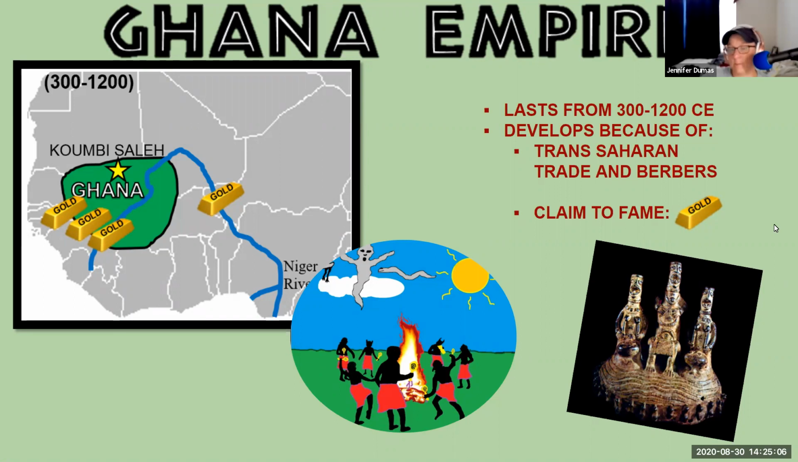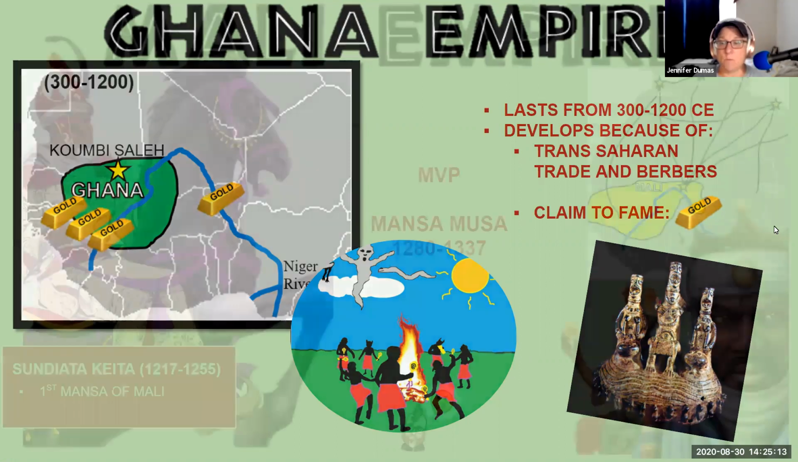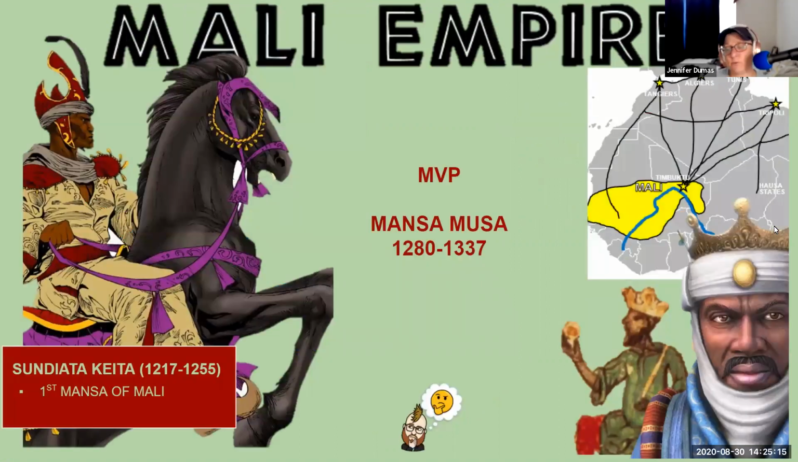Now, Ghana is the first empire, but it's probably not the most influential empire in West Africa. The most influential is going to be Mali. And it's great. Like Sundiata Keita is the first Mansa. He's the creator of Mali, the first king of the Malian Empire. But the guy that we really want to focus on, because he is super cool, is this guy, Mansa Musa. And boy, does he change West Africa a lot.